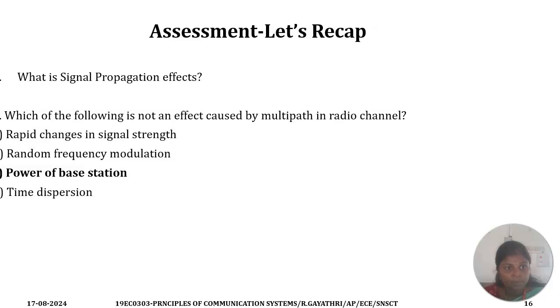Then coming to the assessment on signal propagation effects: we know shadowing, multipath propagation, scattering, diffraction, reflections. Which of the following is not an effect caused by multipath in a radio channel? The options are rapid changes in signal strength, random frequency modulation, power of the base station, and time dispersion. And obviously the answer will be power of the base station.